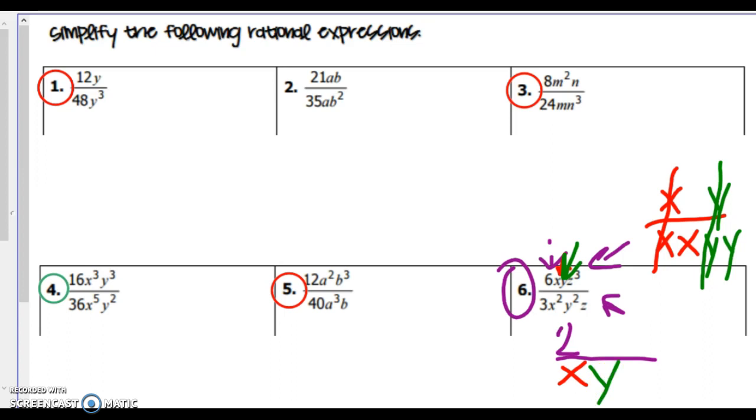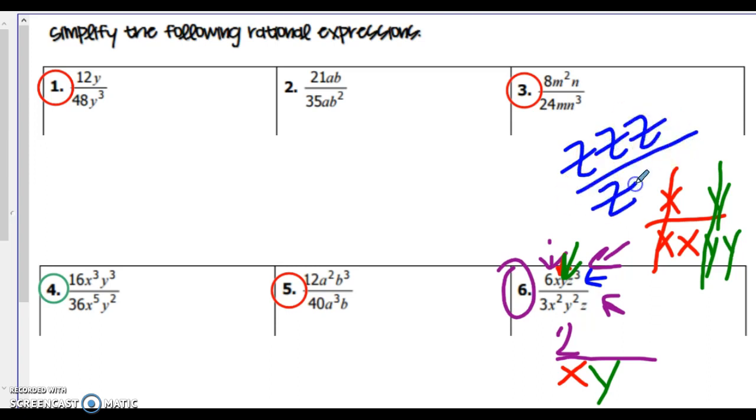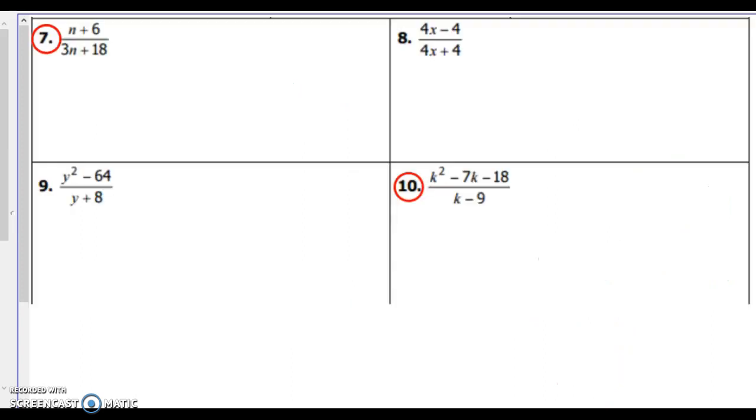And then last, I look at my z's. Let's see. On the top, I've got 3 z's. On the bottom, I've got 1. So who wins? The top wins by 2 because that one on the bottom cancels out. So I cross my z's so they don't look like 2's. So I've got 2z squared in the top over xy. Those, I like those because they're nice and easy.